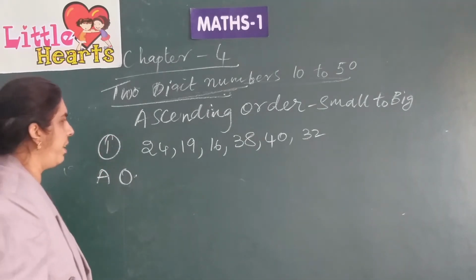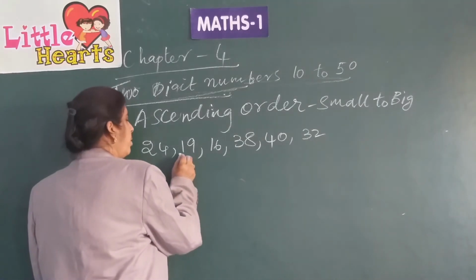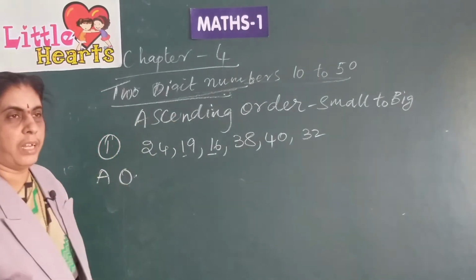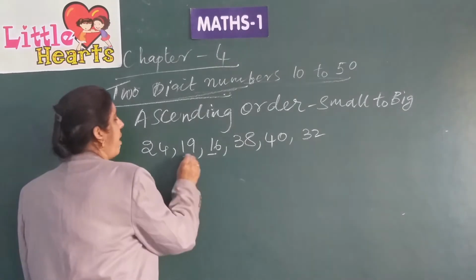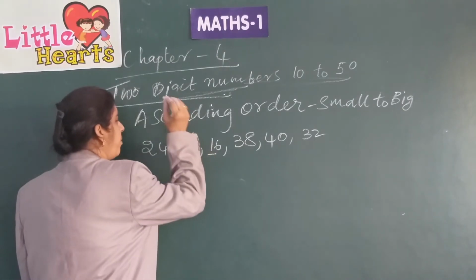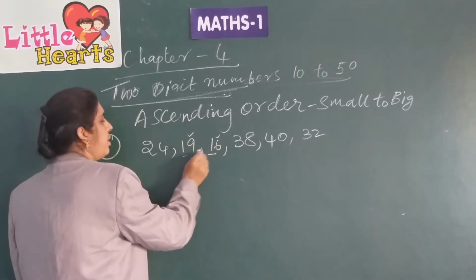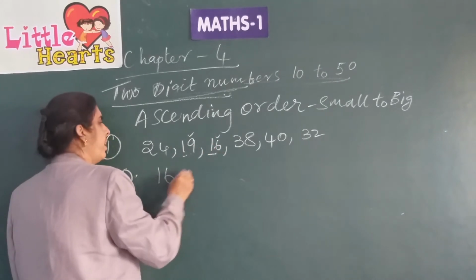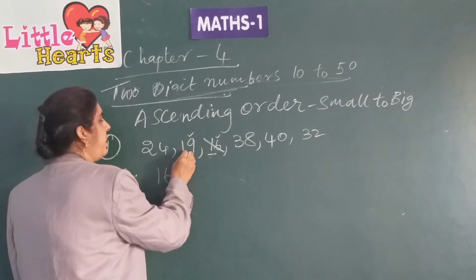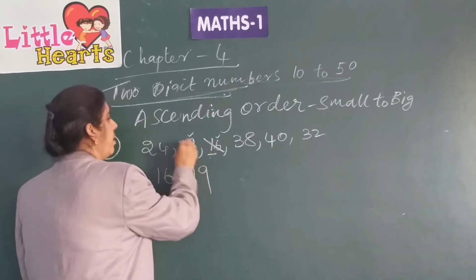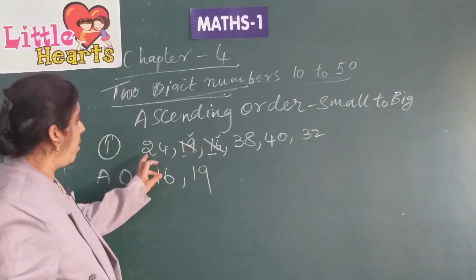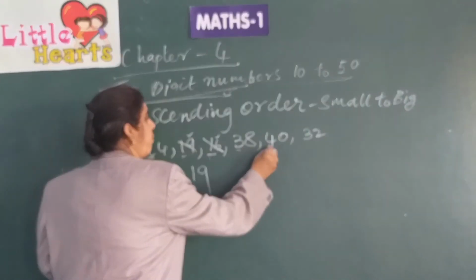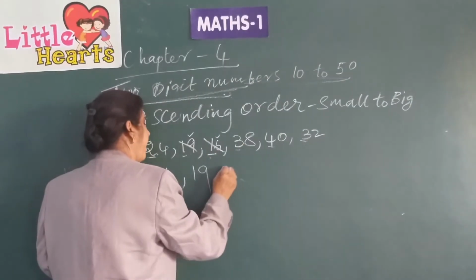So among all these, two numbers are there with 1 in the tens place. Always check with the tens place, 1 and 1. And 9 in ones, 6 in ones. Which is smaller among these two? 16. Write it first. Next comes 19. And there are no numbers with 2 in the tens place. This is 43, so this comes next.